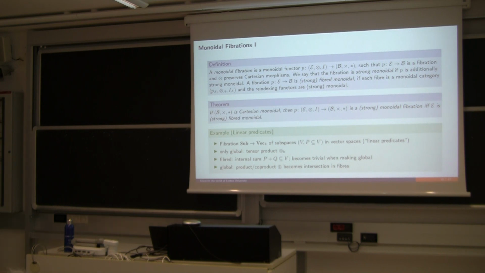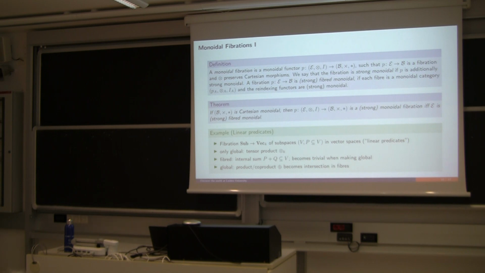This is something I think many people have been thinking about. There are various ways of looking at it. One way is that you have structure in the fiber, and you have structure globally on the whole thing, and then you can ask how they relate. It turns out that they do relate if you have products in the base. For example, if you have a Cartesian monoidal product in the base, then you can construct a global one, and vice versa, you can construct a local one.